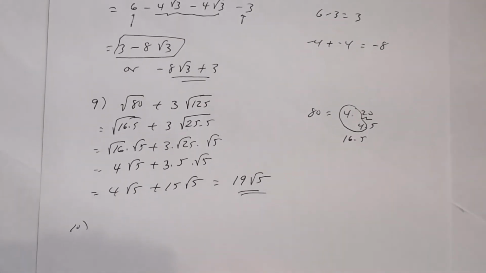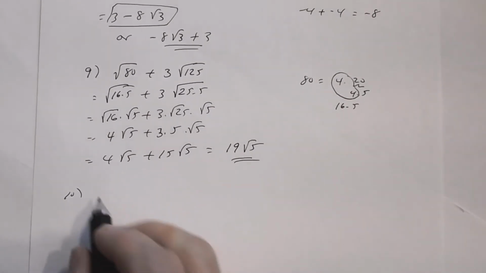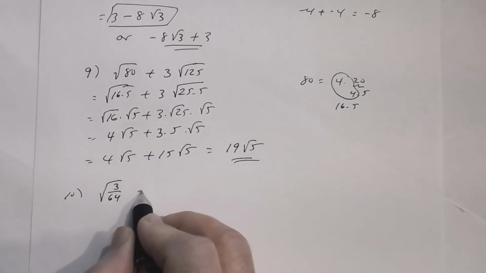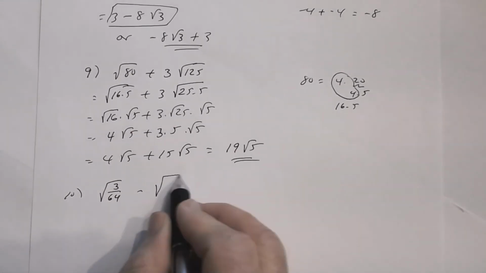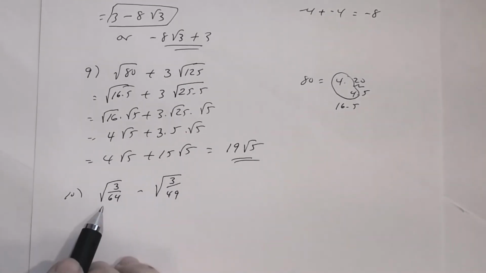Number 10, this time let's look at this. I have the square root of 3 divided by 64 minus the square root of 3 divided by 49. Okay, so don't let that throw you off. Notice though, I am going to have to use the quotient rule this time.